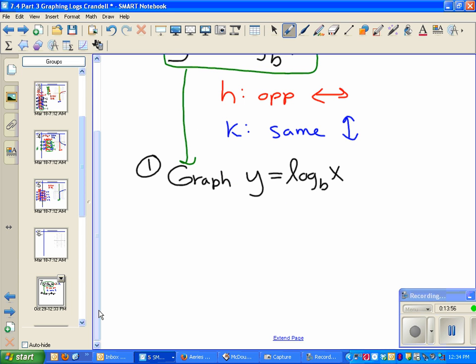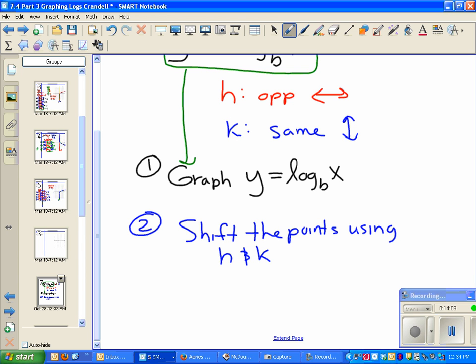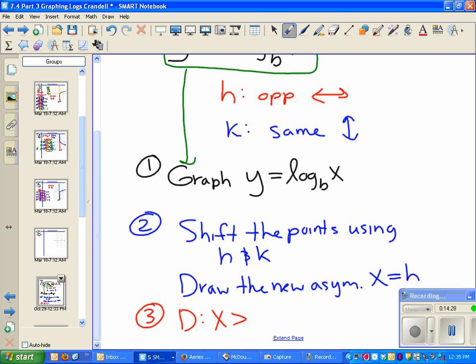And then step 2, we're going to shift the points using h and k, okay, and draw the new asymptote, which is the boundary line. And that's going to be x = h, whatever h is. Okay. And then our domain is going to be x is greater than h, and our range is still all real numbers. Okay, so please have that down.